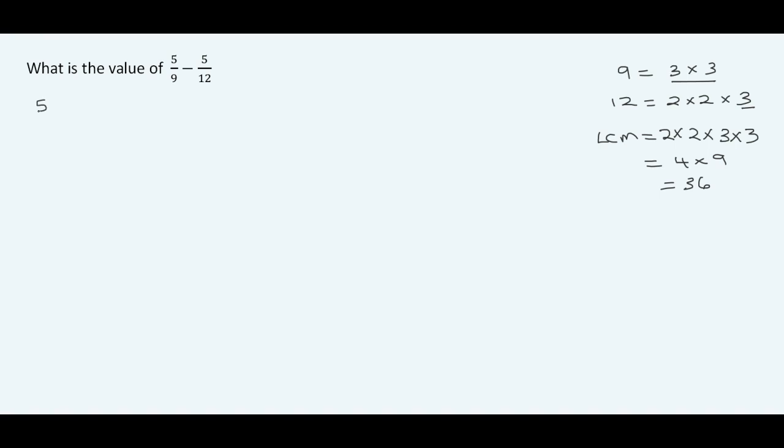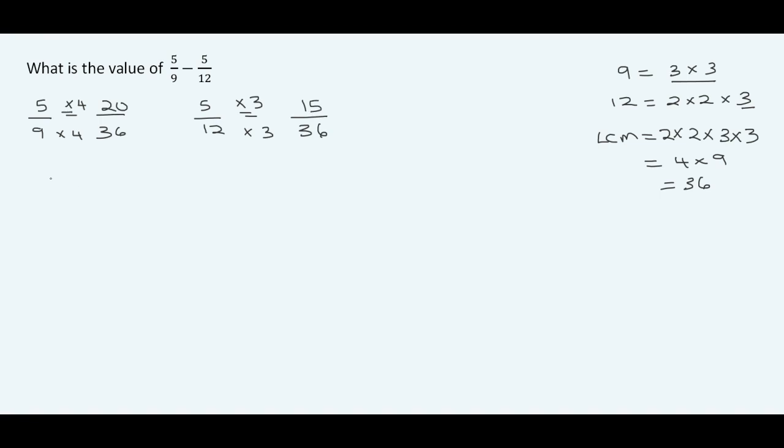Okay, so now we're going to rewrite each of these fractions. 5 over 9 we need to write as a new fraction with a denominator of 36. We multiply by 4 to get 36, so we also have to multiply 5 by 4 to get 20. Now 5 over 12. We have 36 as our new denominator. We multiply 12 by 3 to get 36, so we have to multiply 5 by 3 also to get 15.